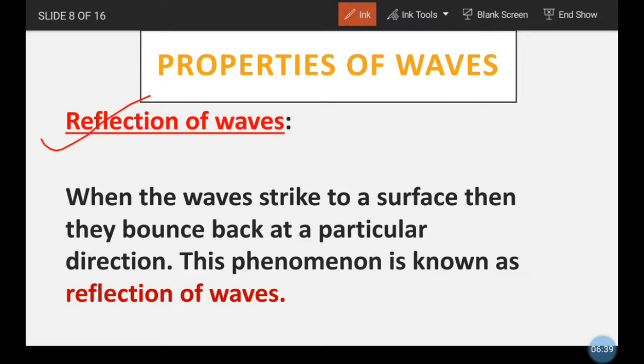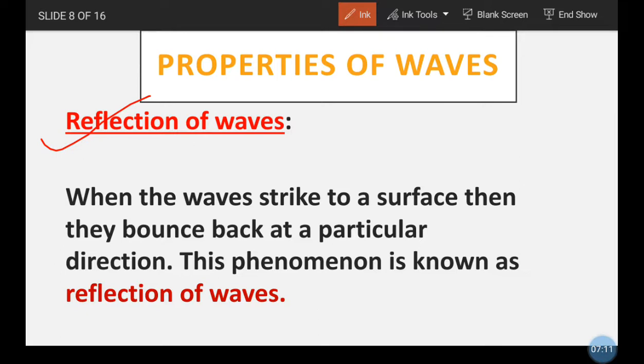The first property of waves is that when a wave strikes a surface, it reflects back from the surface. When a wave strikes a surface, it bounces back from the surface. This phenomenon, this property of waves, is known as reflection of waves.